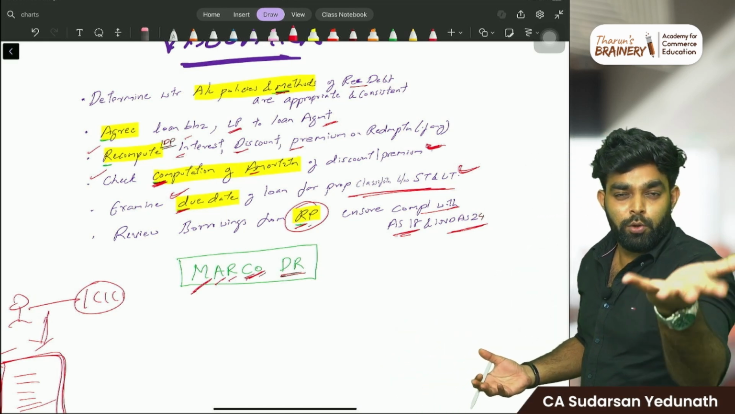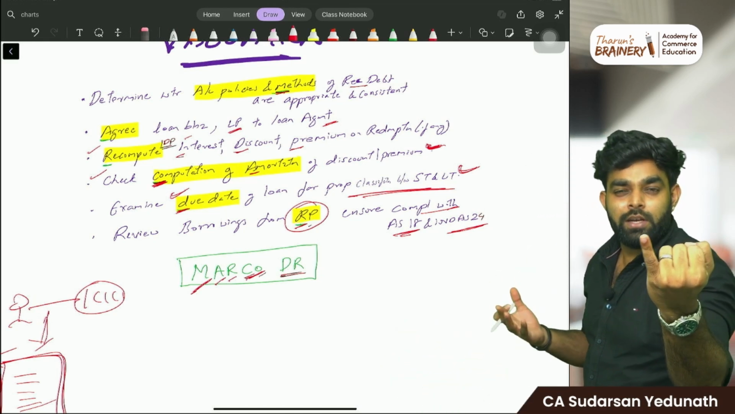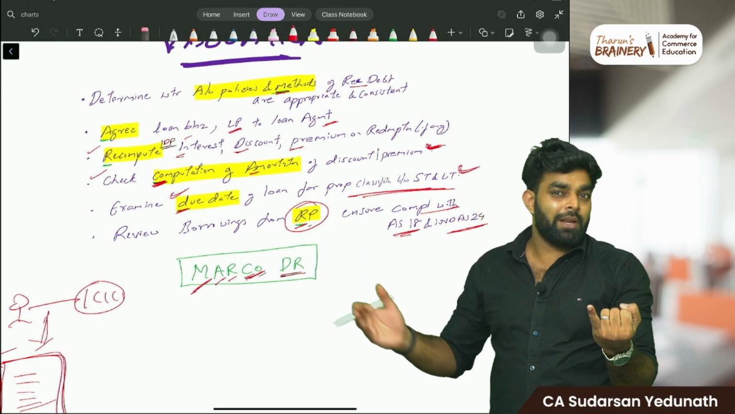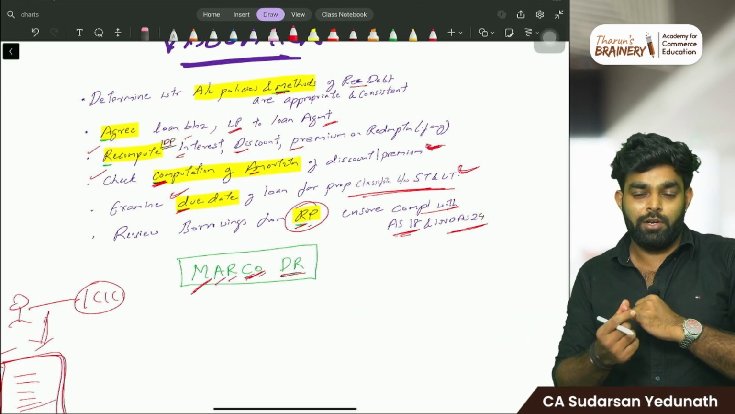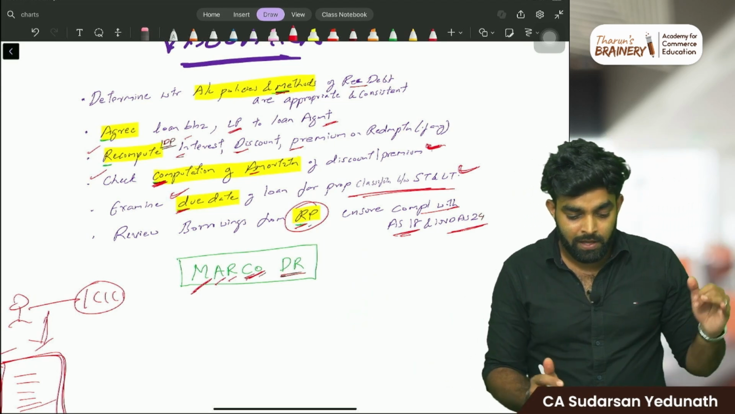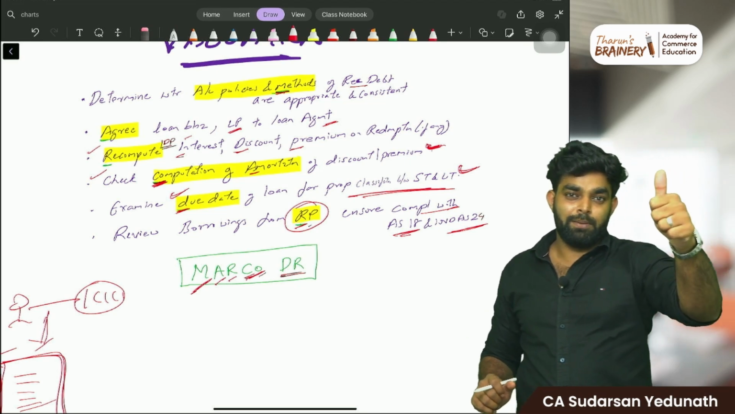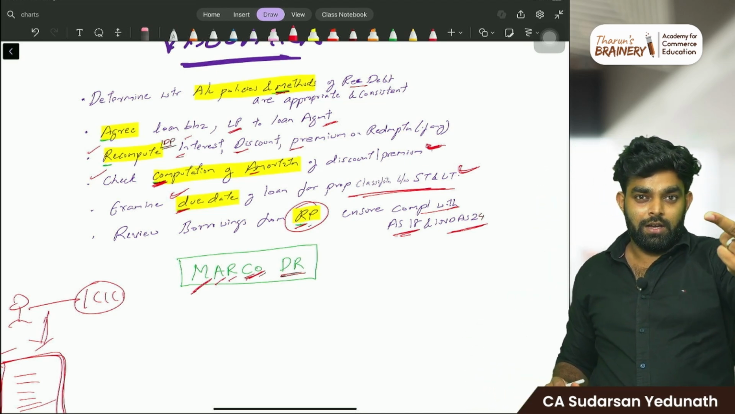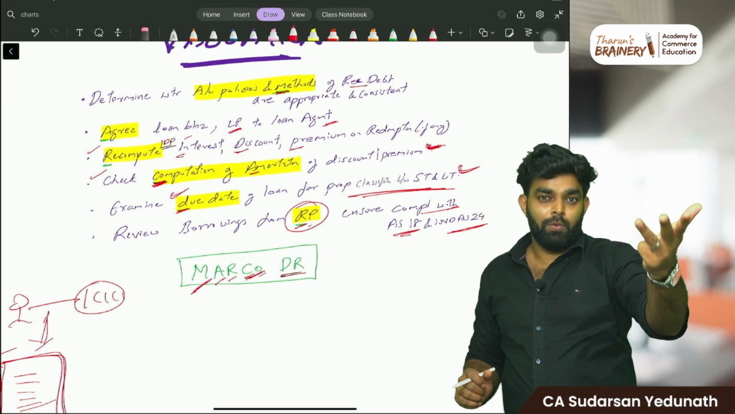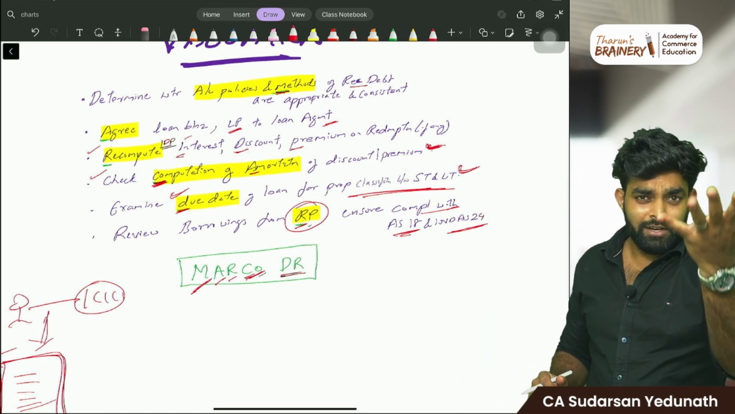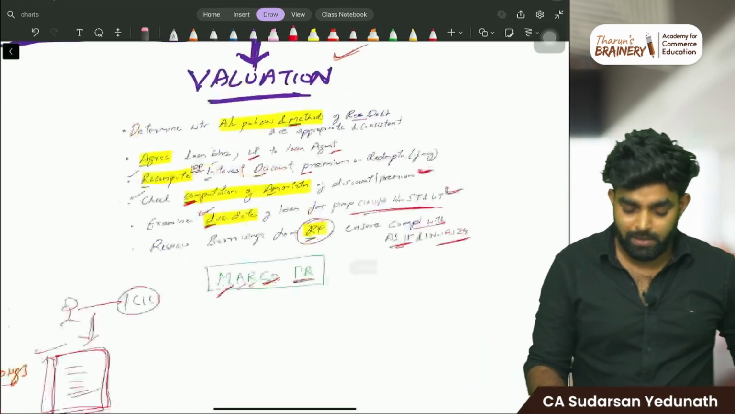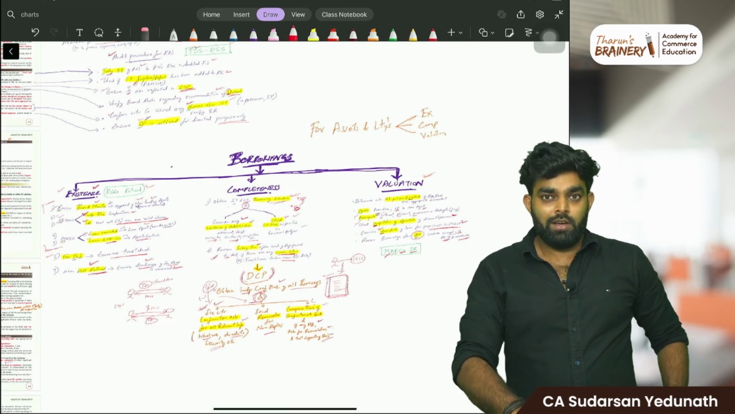MARCO, DR. D, due date: examine the due date. Why are you examining the due date? For proper classification between short term and long term. R means review the borrowings from related parties. M, methods and policies. A, agree. R, recompute. C, computation. D, due dates. R, related party. Got it, right?